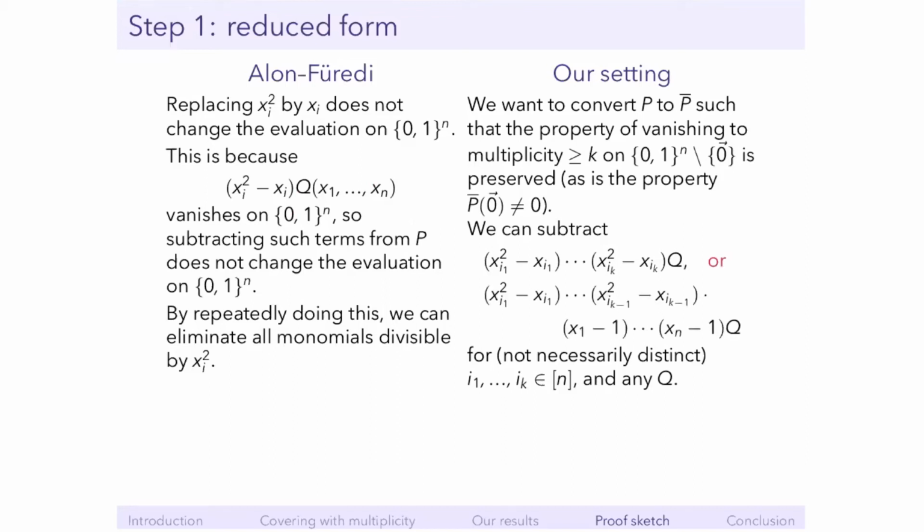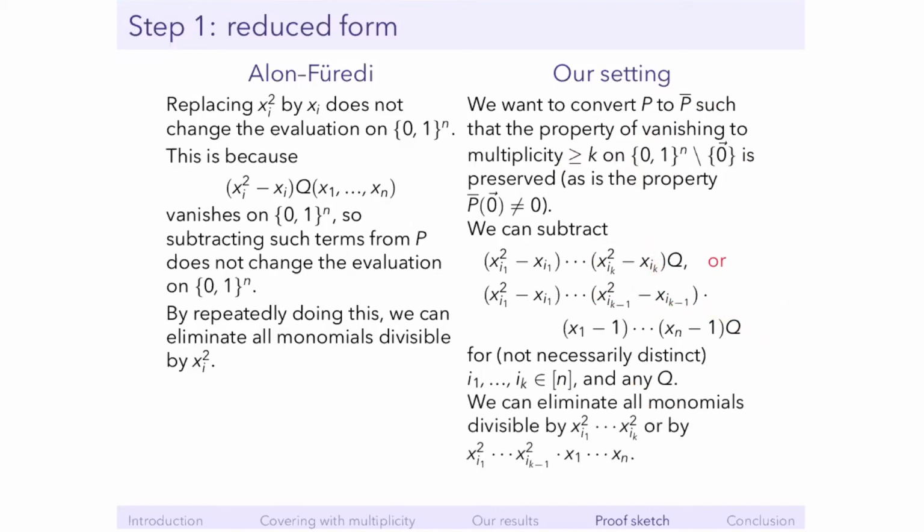Another gadget you could come up with is this slightly more complicated thing. Here I'm only multiplying together k minus 1 terms, like what's up there, except now I also multiply by (x1 minus 1) dot dot dot (xn minus 1) times any polynomial q. And again, you can convince yourself that this thing also vanishes to multiplicity at least k outside the origin, and therefore if I subtract it from my polynomial p, I won't destroy either of these properties. Okay, so this is just something you can check, that indeed these don't destroy the properties.